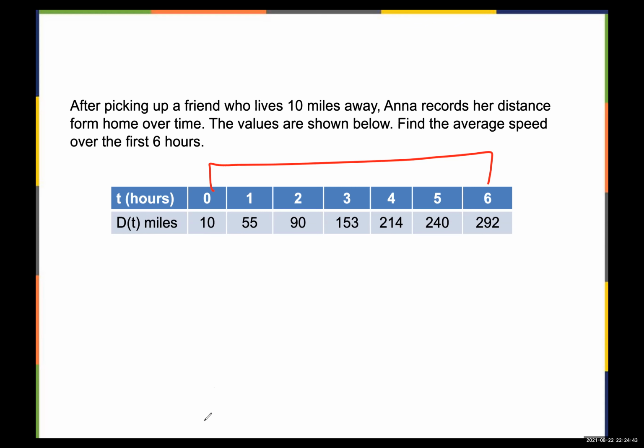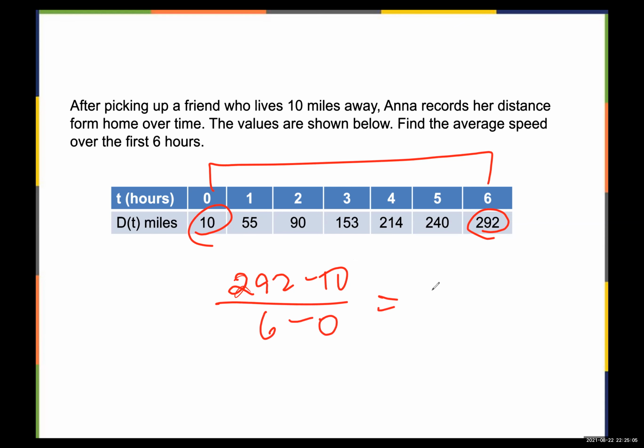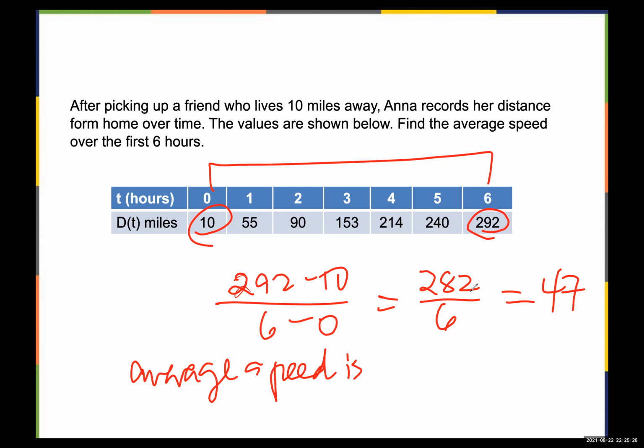So what we do here is we have 292 minus 10 over 6 minus 0. So 292 minus 10 is 282, divided by 6, and 282 divided by 6 is equal to 47. So the average speed is 47 miles per hour. So that's the average speed over the first 6 hours.